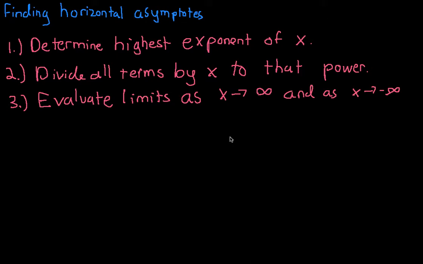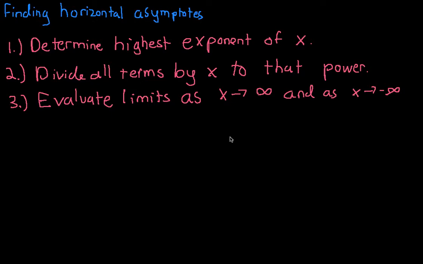Hopefully by the end of this video, you'll have a good idea of how you find horizontal asymptotes using limits. What I've done here is I've listed out the steps for finding horizontal asymptotes. Step one is you want to determine the highest exponent of x. It's worded a little awkwardly, but you'll see what I mean in a second. Basically, x squared, x cubed, x to the fourth. You want to find the highest exponent value there.